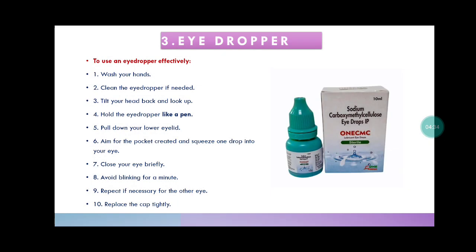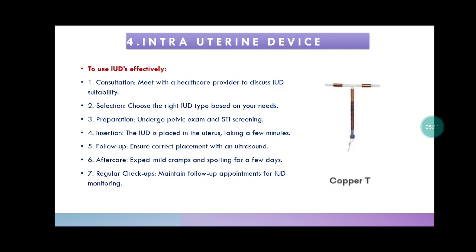Now, eyedropper. To use an eyedropper effectively, first wash your hands, clean the eyedropper if needed. Then tilt your head back and look up. Hold the eyedropper like a pen. Pull down your lower eyelid. Aim for the pocket created and squeeze one drop into your eye. Close your eye briefly. Avoid blinking for a minute. Repeat if necessary for the other eye. Replace the cap tightly.